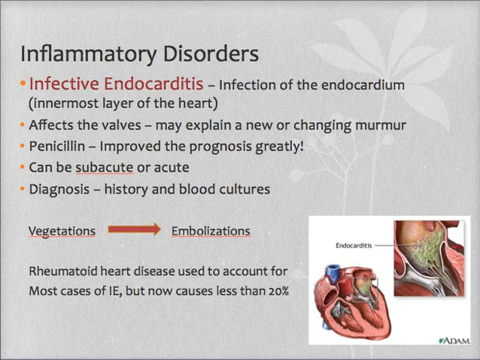Subacute typically affects a different population and takes months. Acute affects those that have healthy heart valves. So that's really a problem, so it progresses very rapidly. Most commonly affected by strep bacteria or staph bacteria, but very rarely it can happen from a fungi or a virus. The big problem here is if we get these vegetations, or the growth of the bacteria, stuff can turn into an embolization and move out of the heart, and then it becomes a problem.